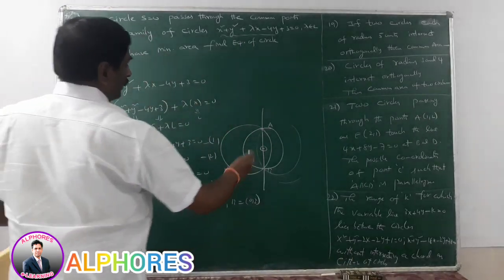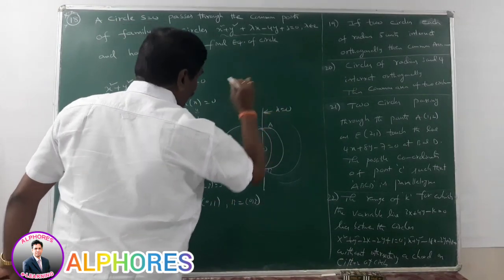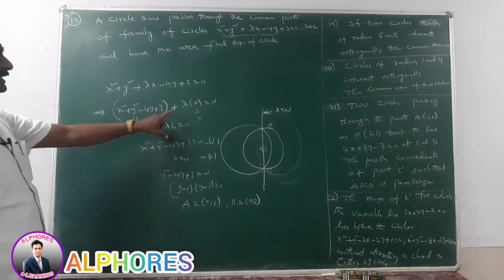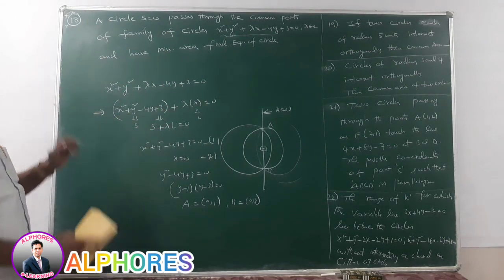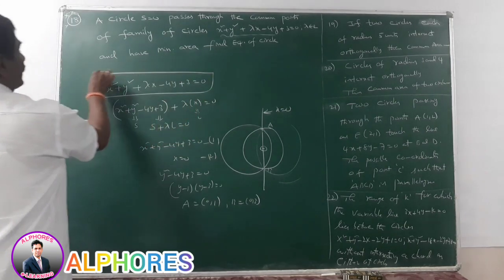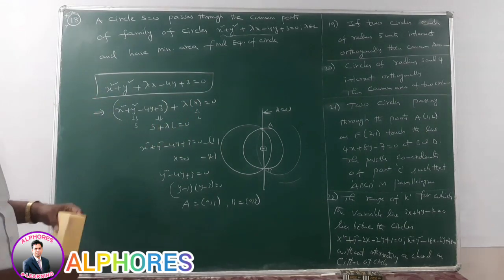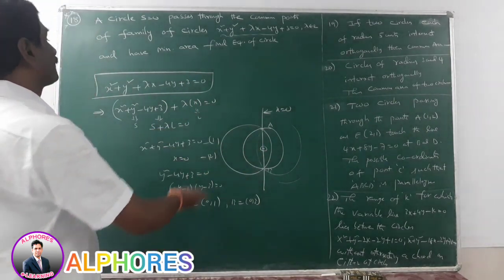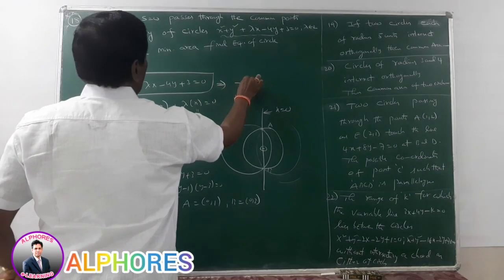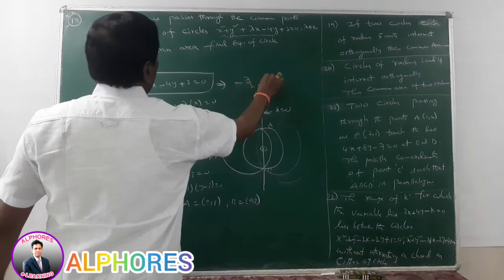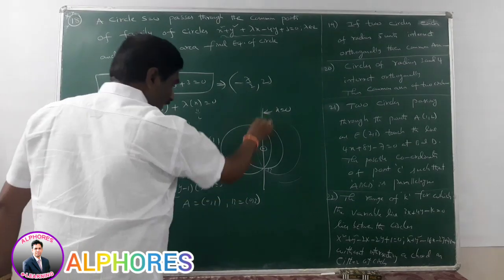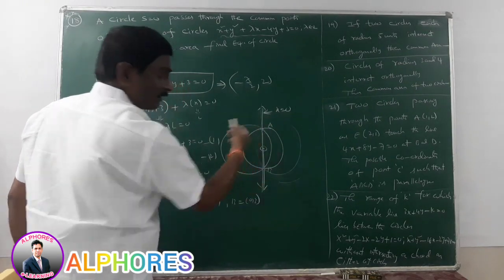Or alternative method. In this alternative method, this is the equation of x is equal to 0. It is in the form of S plus lambda L is equal to 0. It is the given circle. We find the value of lambda such that the center lies on this line. What is the center of this circle? Center (minus g, minus f) means (minus lambda by 2, 2). This value must lie on this radical axis.